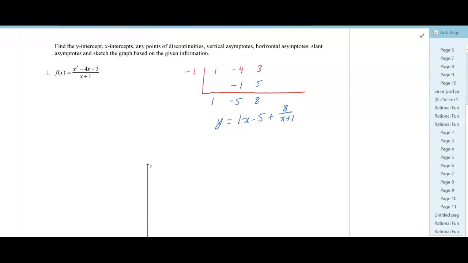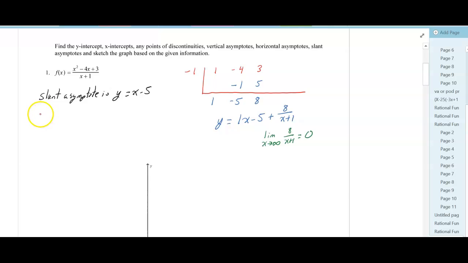And remember, asymptotes are the end behavior of the graph. So the limit as x goes to infinity of 8 over x plus 1 is equal to 0. So basically we could ignore the remainder because it goes to 0. So the slant asymptote is y equals x minus 5.